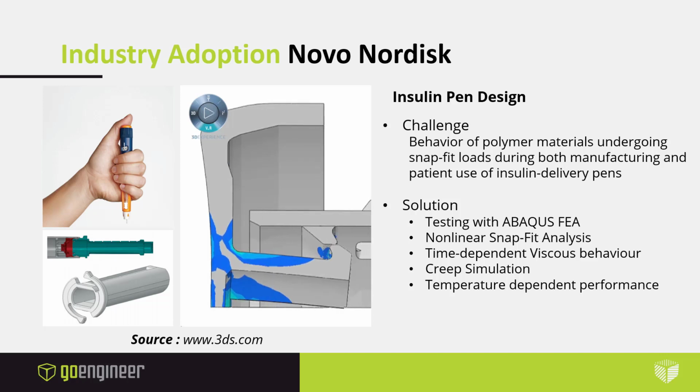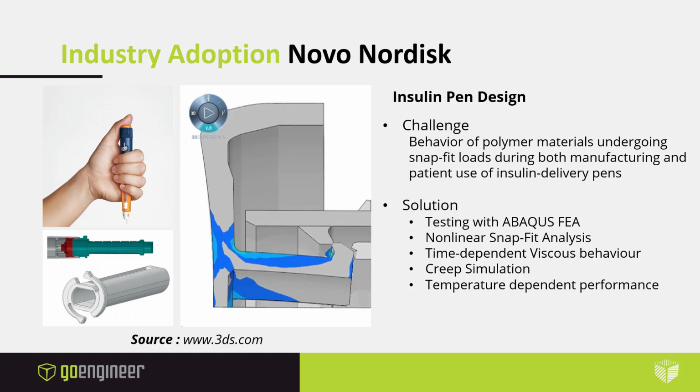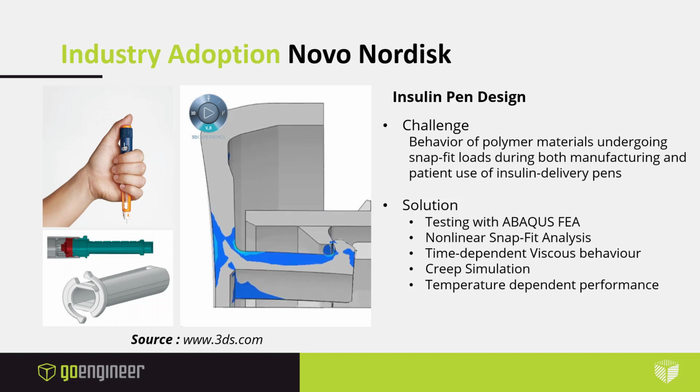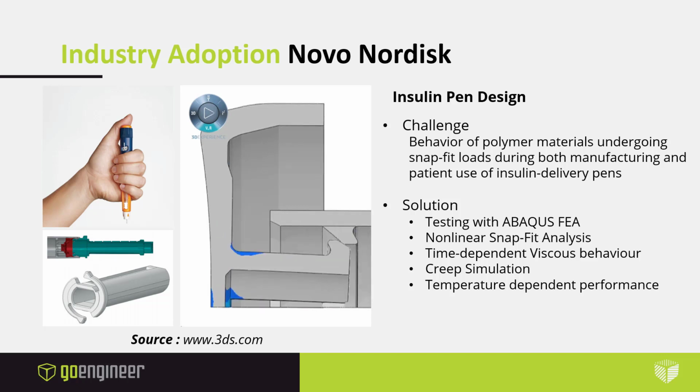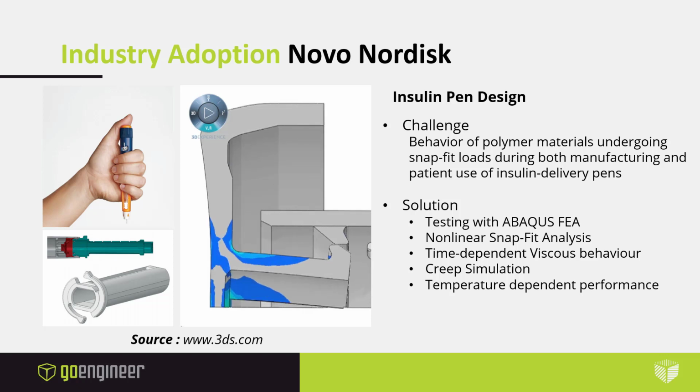They use the Abaqus solver to be able to study the plastic materials they require in order to manufacture their insulin pens. And they had some rigorous characteristics that they needed to achieve in terms of deciding the plastic material. The first thing is they needed to be able to simulate the snap fit in different thermal environments. So, we needed temperature-dependent data. They also wanted to capture the viscous behavior of the plastic during the simulation process, which we were able to program in as a material property.